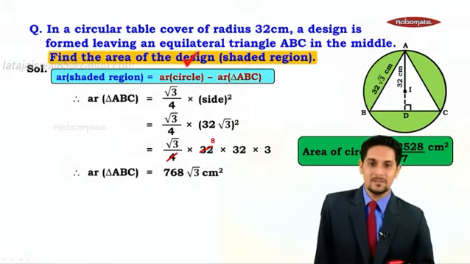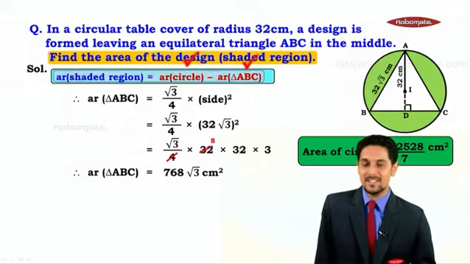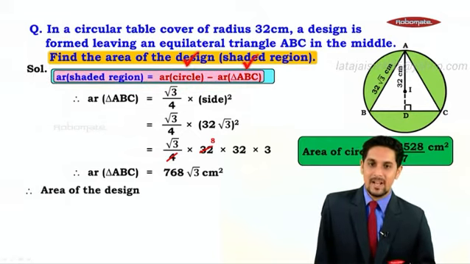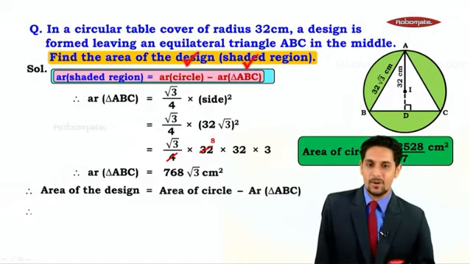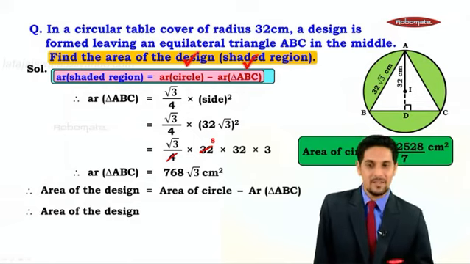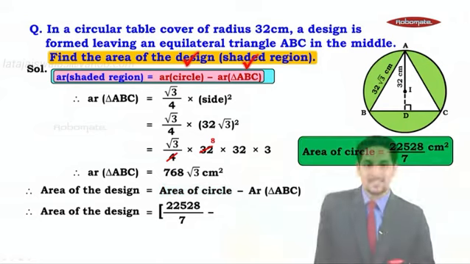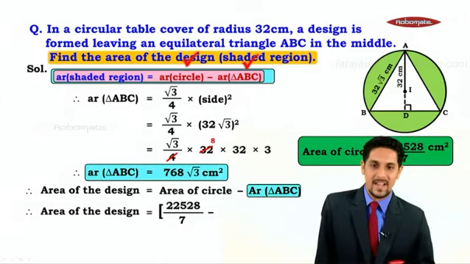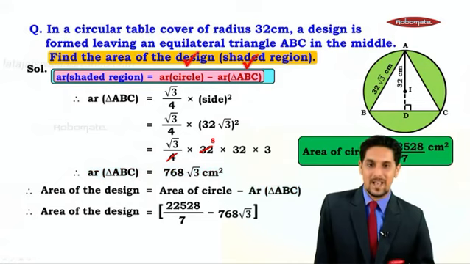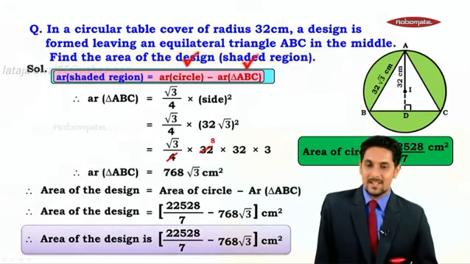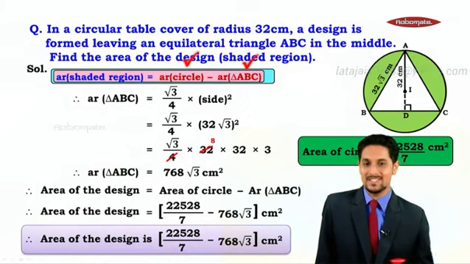As we have found both the terms, we can now calculate the area of the shaded region, which is equal to area of the circle minus area of the equilateral triangle ABC. On further substituting the values, we have the area of the design is equal to area of the circle that we found to be 22,528 upon 7 minus area of the triangle, which is 768 root 3. So we have area of the design is 22,528 upon 7 minus 768 root 3 centimeter square.